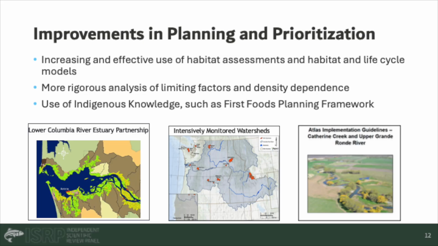In terms of the improvements in planning and prioritization, there's been increasing and effective use of habitat assessments and habitat and life cycle models, more rigorous analysis of limiting factors and density dependence, use of indigenous knowledge. We just heard a wonderful presentation about the value of that and the concepts embedded in it. And an example here is the First Foods planning that's done by the framework by the Confederated Tribes of the Umatilla Indian Reservation.